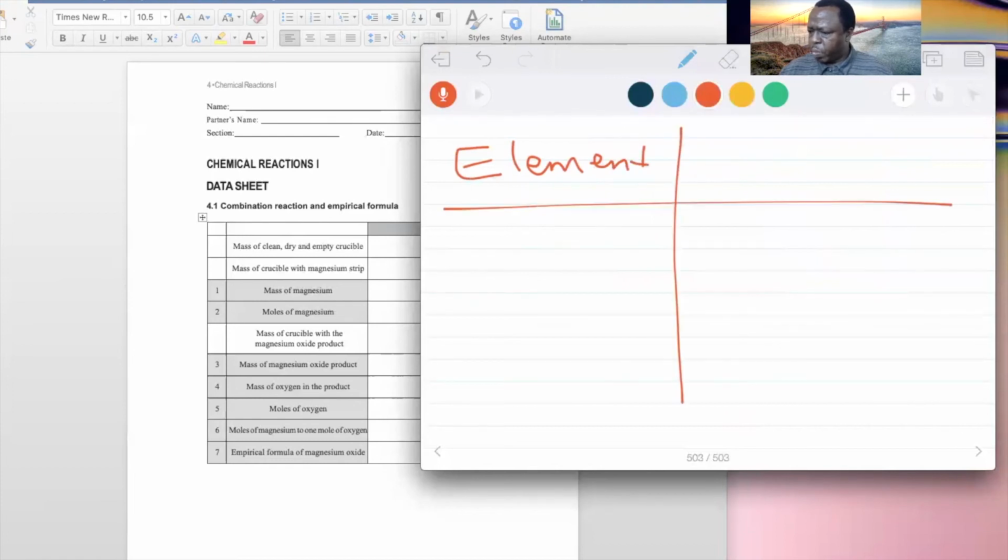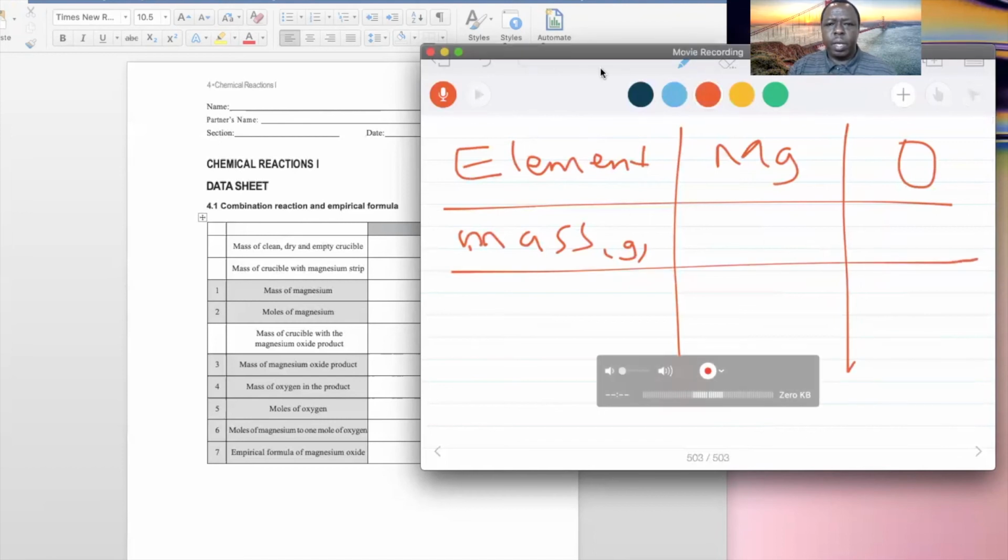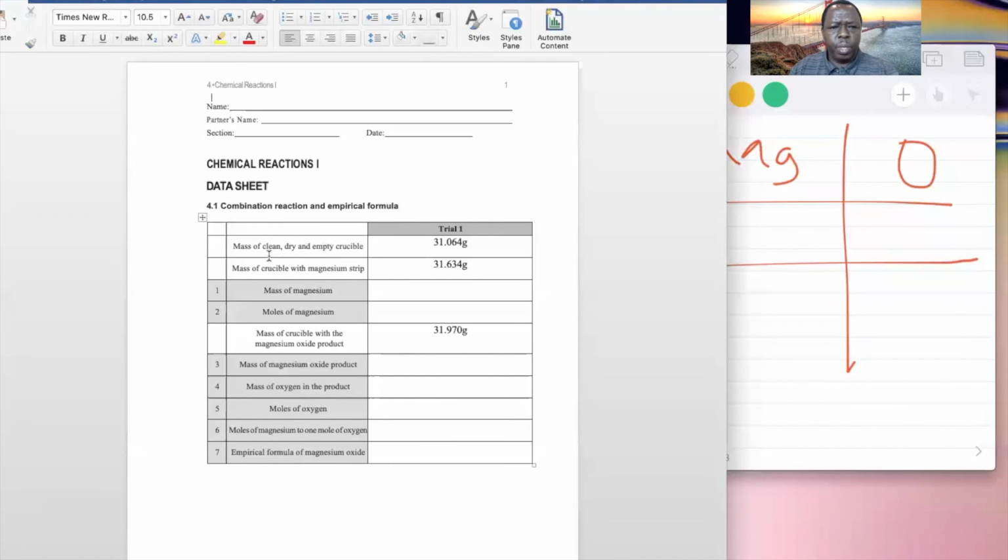Which is mass of what? Mass of magnesium and mass of oxygen. So here is the mass in grams. Using the data given here, if you know the mass of the dry crucible by itself, and the crucible and magnesium, you should manipulate this data to get the mass of magnesium by itself. It's not rocket science. And please show your calculation, because you lose points if you don't show your calculation.